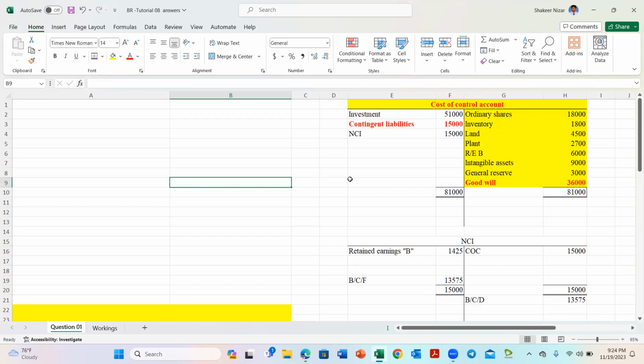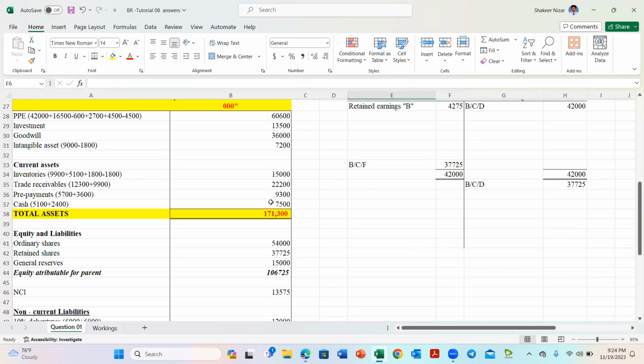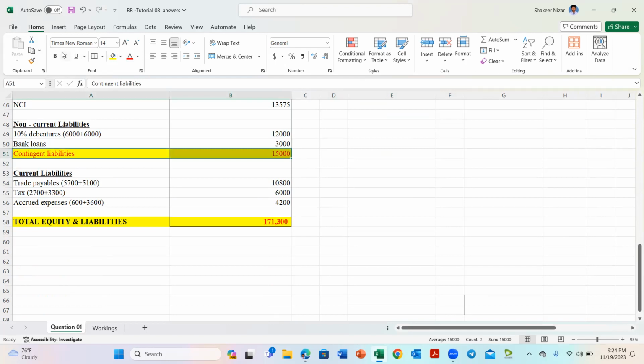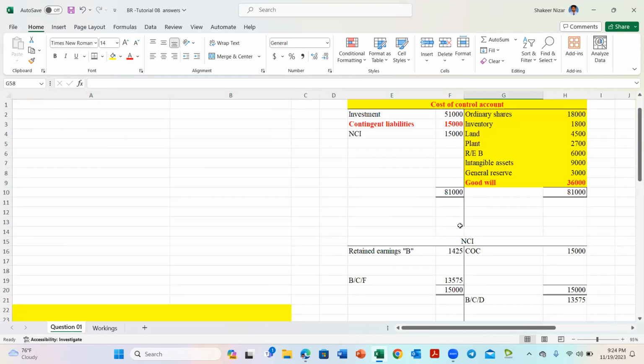So in order to show that impact, we debit the cost of control because it's reducing due to the arising of the contingent liability. It decreases the net asset. In order to show that, we debit the cost of control account and credit the contingent liabilities. A new liability should be recognized, right? In the statement of financial position, we recognize such liability as a contingent liability, right?